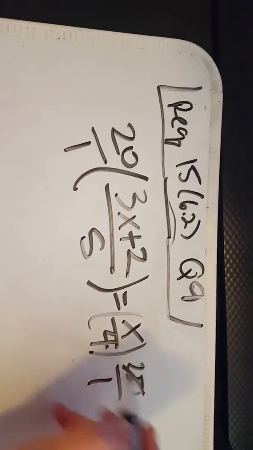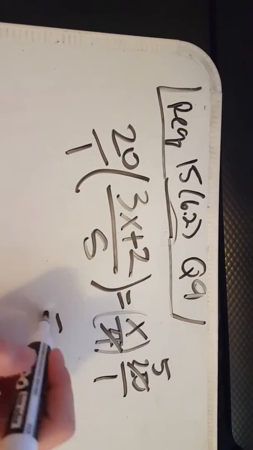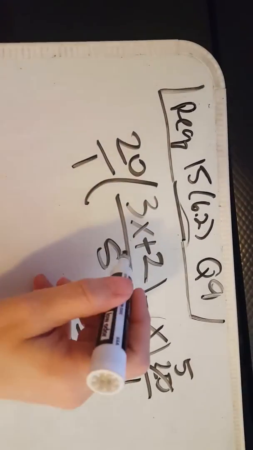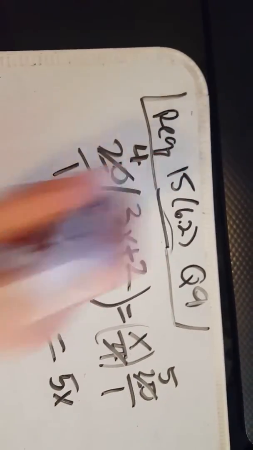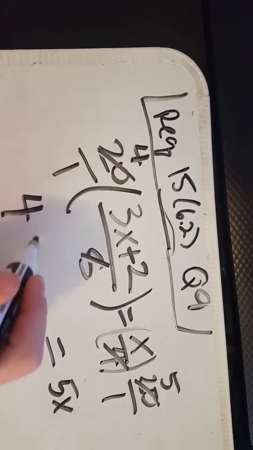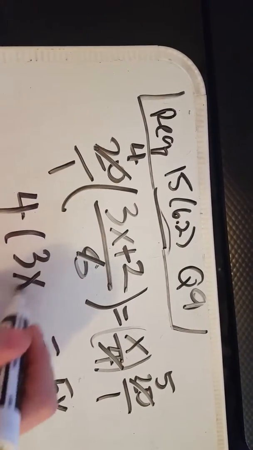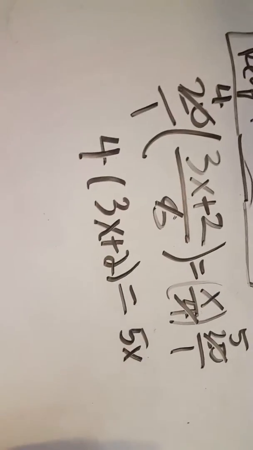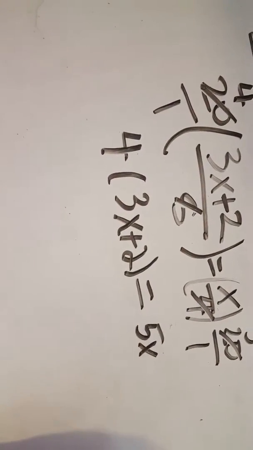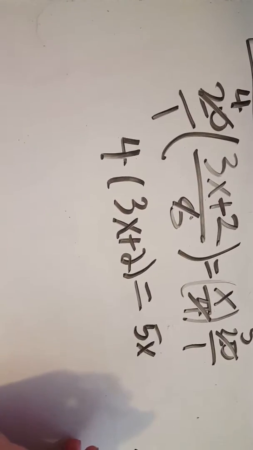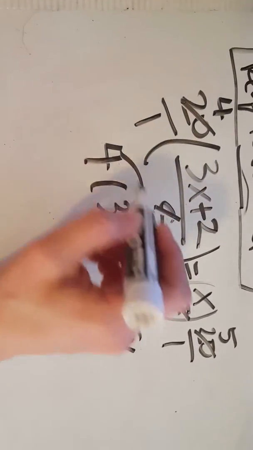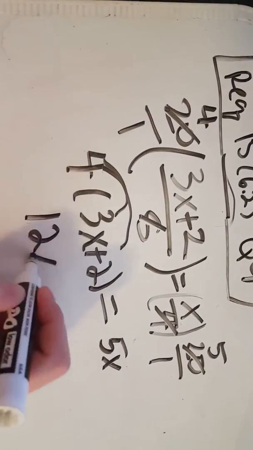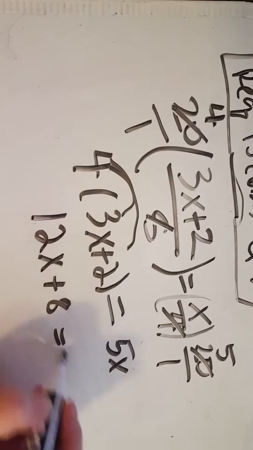The 20 and the 4 reduce to give us 5, so x times 5 is 5x. Here, we would have the 5 and the 20 reduced to the 4. Do be careful, you want to keep that in parentheses, otherwise you might not distribute that 4 to that whole numerator. And we are dealing with 4 times 3x plus 2 equals 5. Use the distributive property to multiply both terms by 4. So we get 12x plus 8 equals 5x.